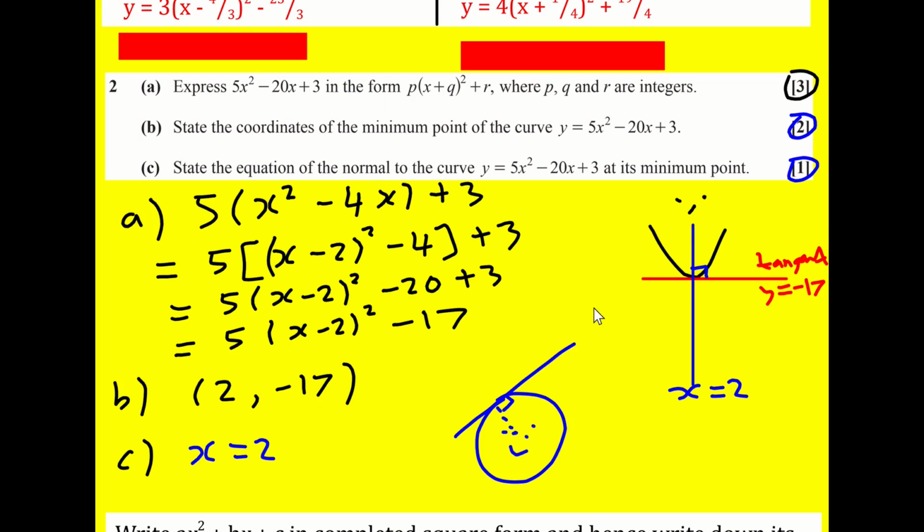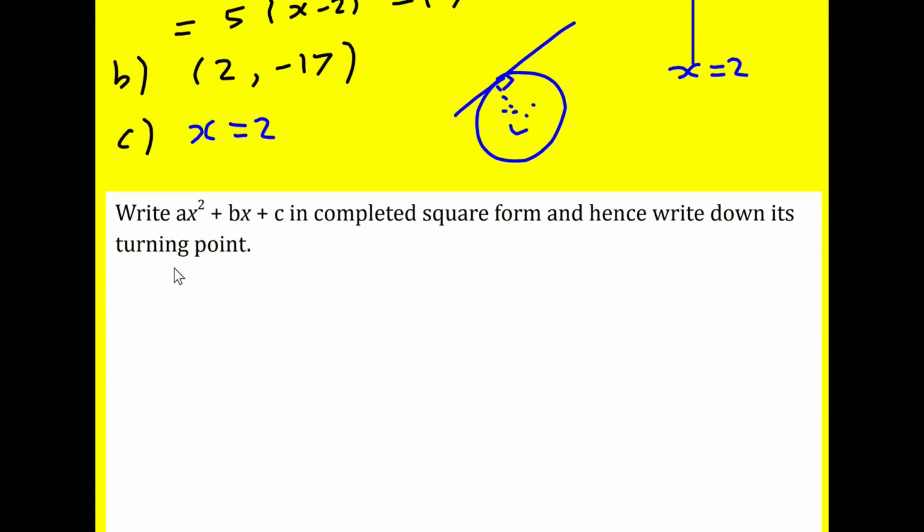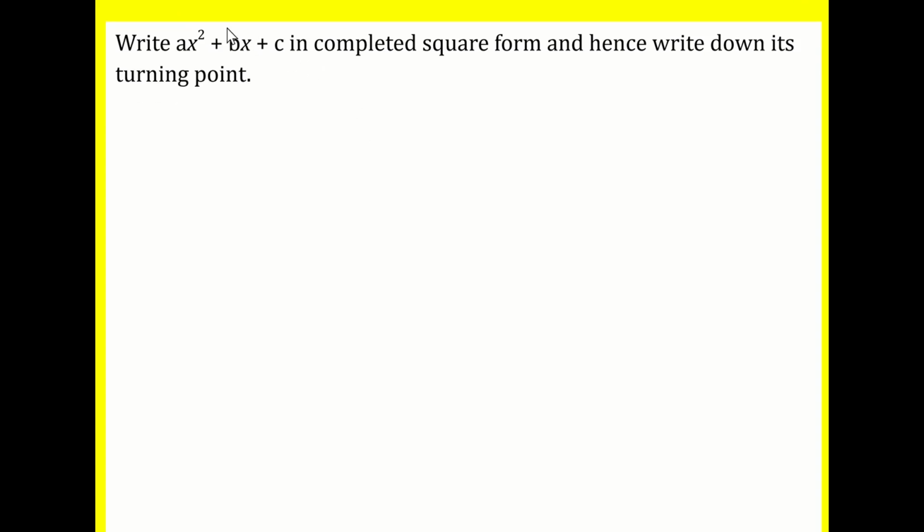One more challenge for you. Okay, here goes. We've done it with 2 and 3 and -1 and 5 in the previous example. Can you take a general quadratic and write it in completed square form, and hence write down its turning point? This is a big challenge. Are you up for it? Give it a go. Pause the video, give it a go. Seriously, just follow the same method.